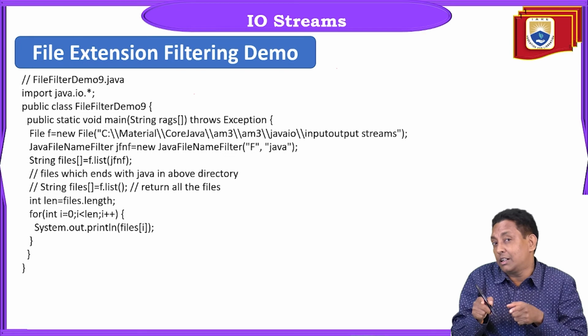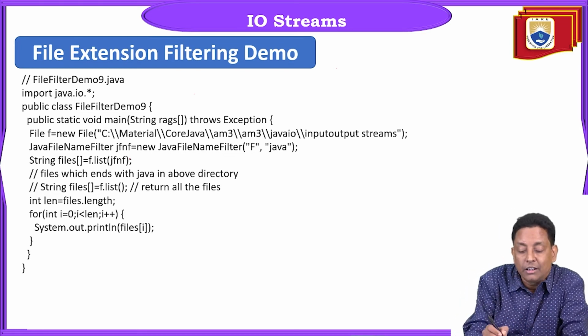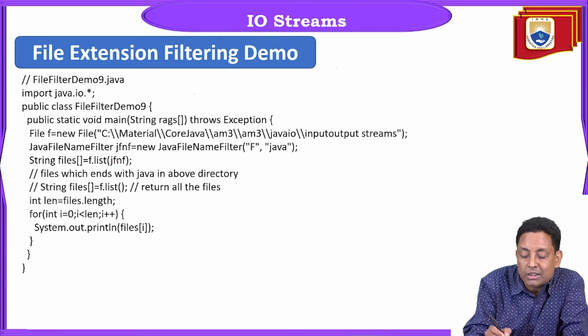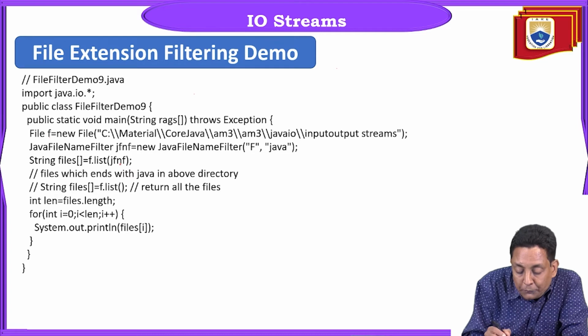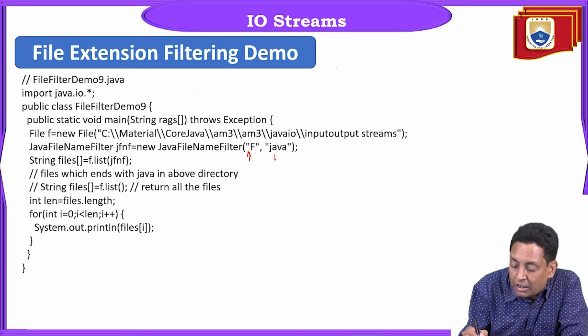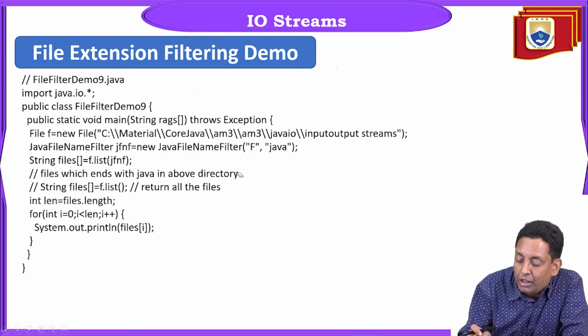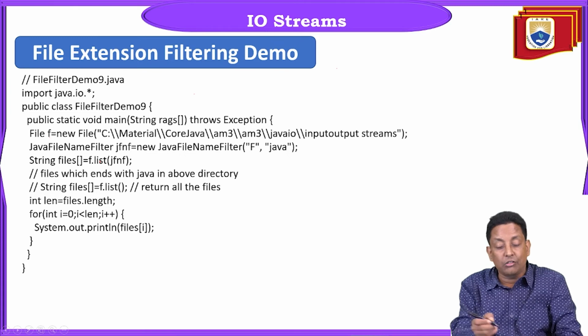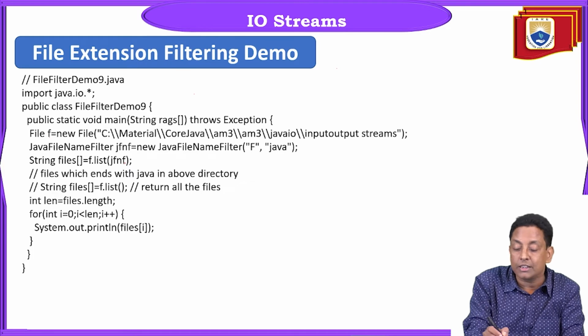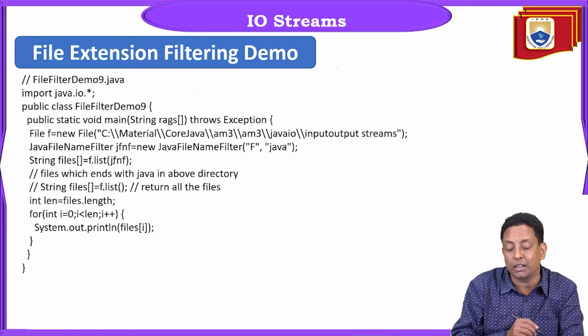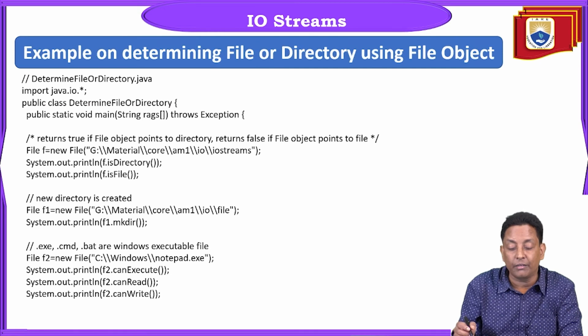There is another list method in the File class that takes a file name filter class object as argument. So we are passing the Java file name filter class object as argument here. Once the file object is pointing to this directory, in the file object's list method we are passing the Java file name filter class object as argument. What does this Java file name filter class object have? The file beginning with which character and ending with which extension. These two arguments. So what does this list method do internally? This list method will internally call on the Java file name filter class object. What will it call? The accept method.